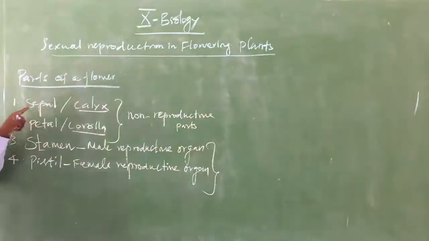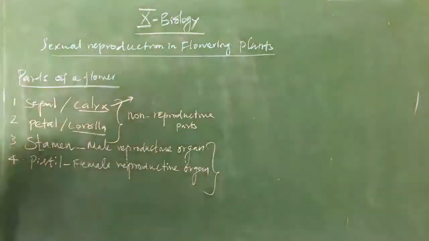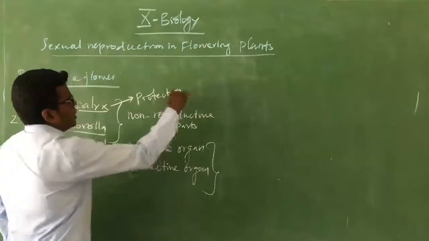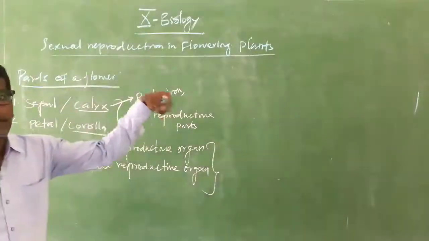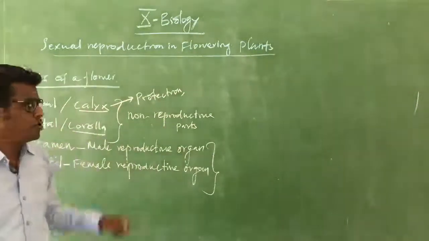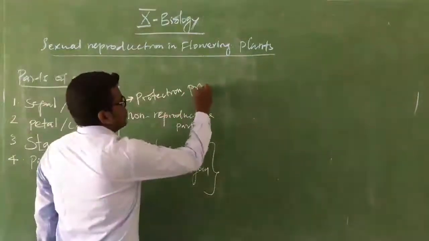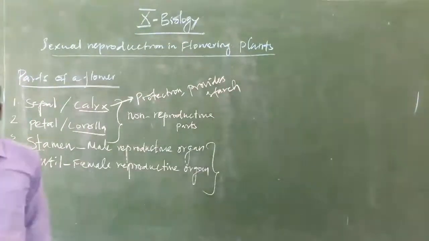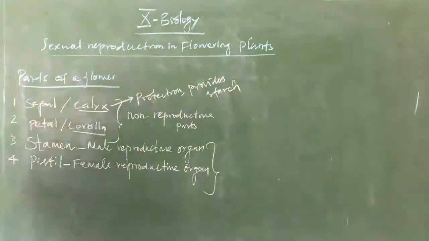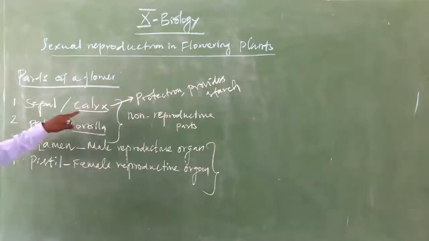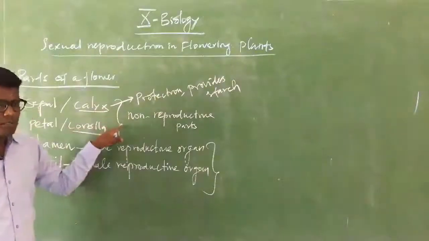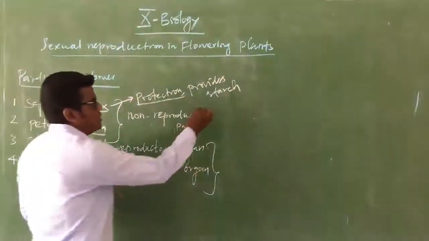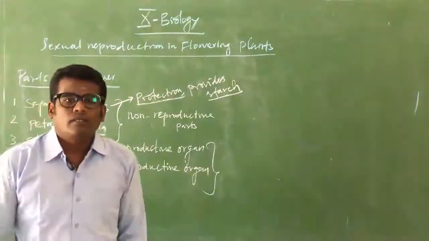Then what is the function of the sepal and petal? The sepal gives protection to the flower when it is in the bud condition, and also provides starch to the growing flower. So it is not directly involved in reproduction. The sepal, also called the calyx, is a non-reproductive part. Its function is to protect the flower in bud condition and provide starch to the growing flower.